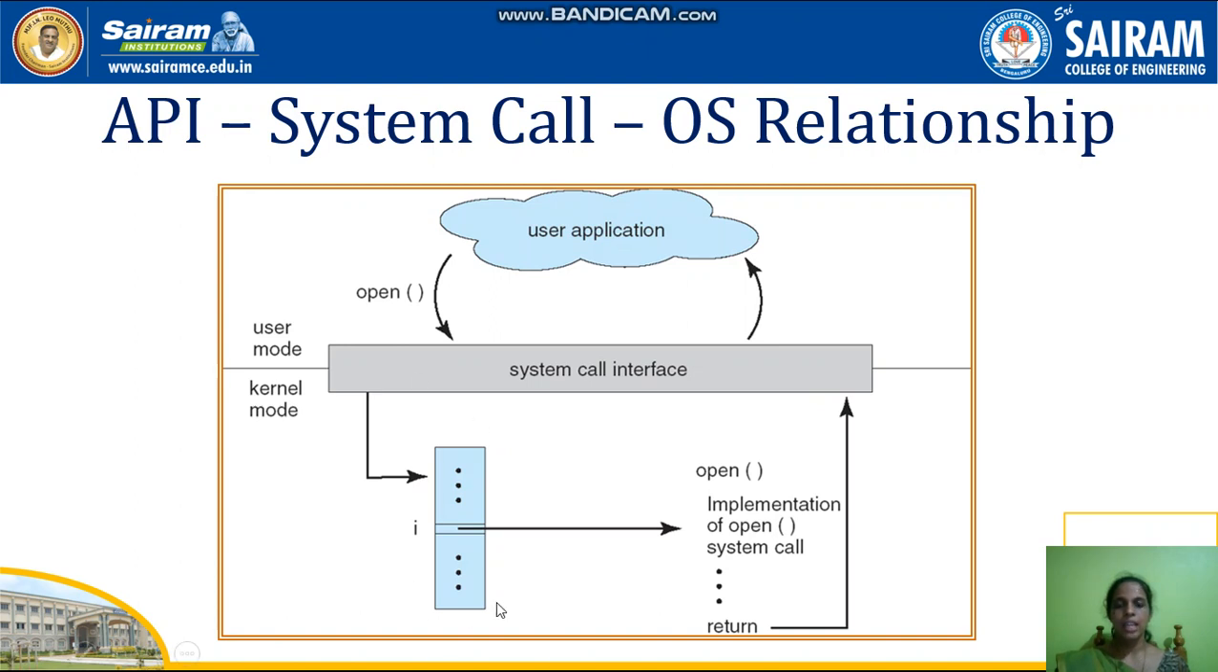The table will be indexed using the unique number. This unique number is associated with each system call. So open system call unique number is I. So using that I, you can access the content of the table. Content of the table is an address where this function is defined in the main memory. So go to that address, execute those instructions to implement open. After the execution, return the status back to the user application. So change the mode from kernel mode to user mode.